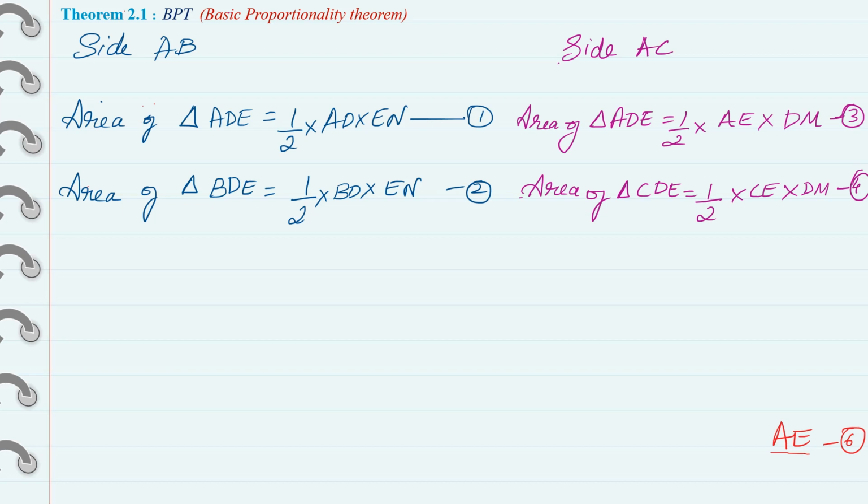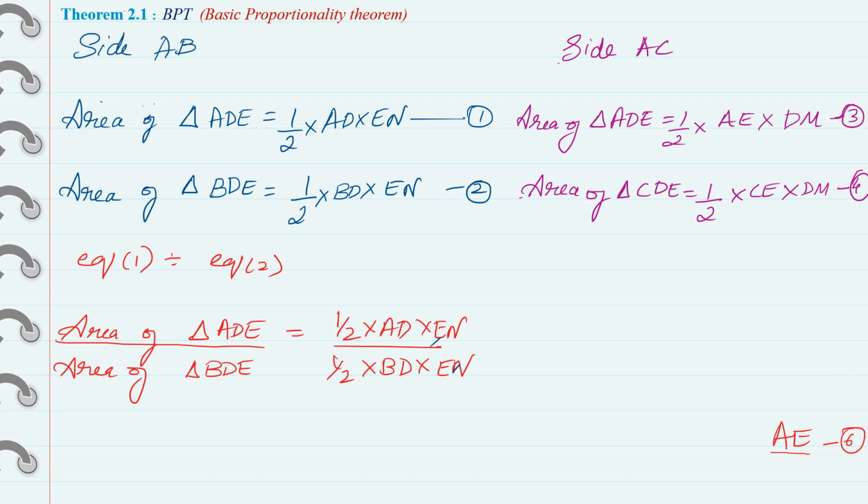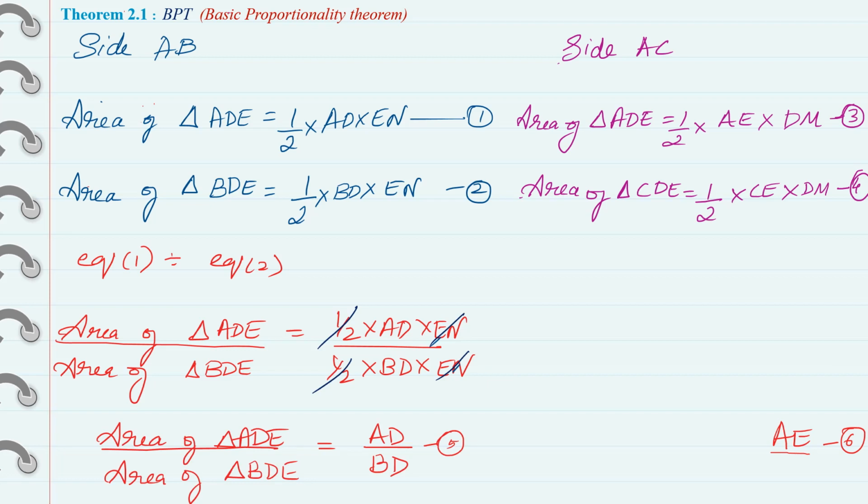What we have to do is divide equation 1 and 2. Similarly, equations 3 and 4. Let's do it. Equation 1 divided by equation 2. What we'll get? Area of triangle ADE divided by area of triangle BDE is equal to half AD into EN divided by half BD into EN. Now we'll cancel the similar terms. Half gets cancelled and EN gets cancelled. So we'll get area of triangle ADE divided by area of triangle BDE is equal to AD by BD.